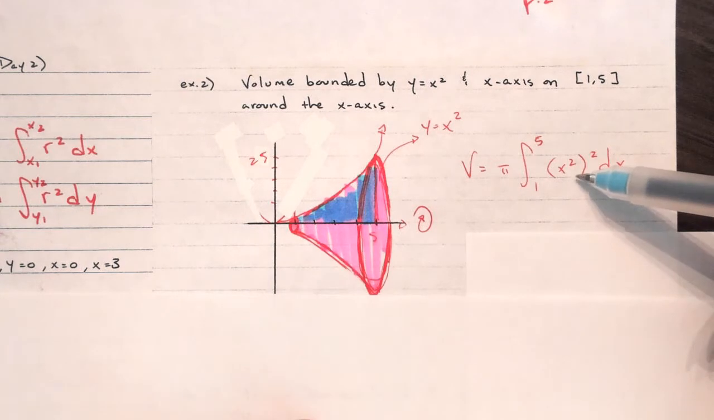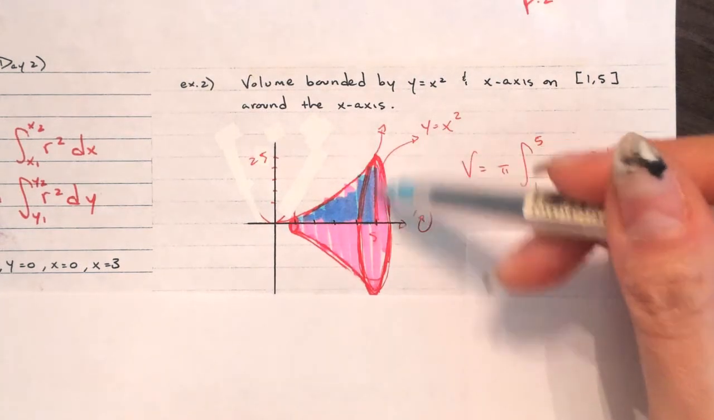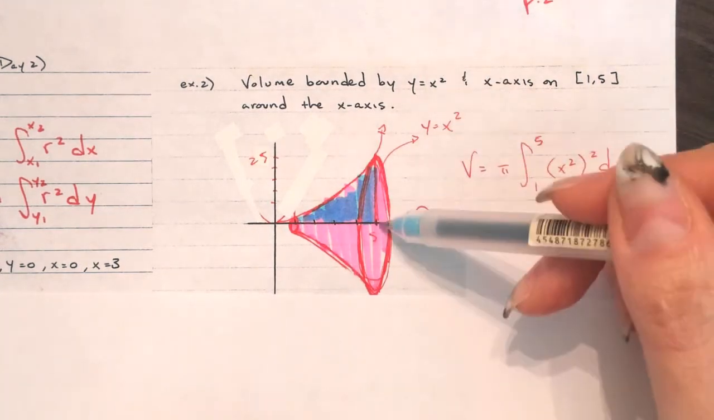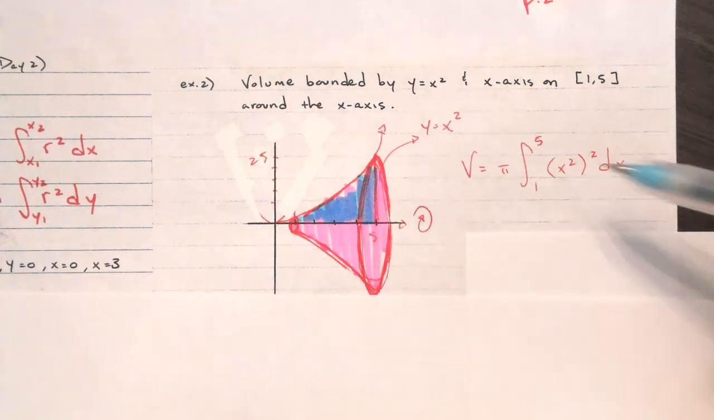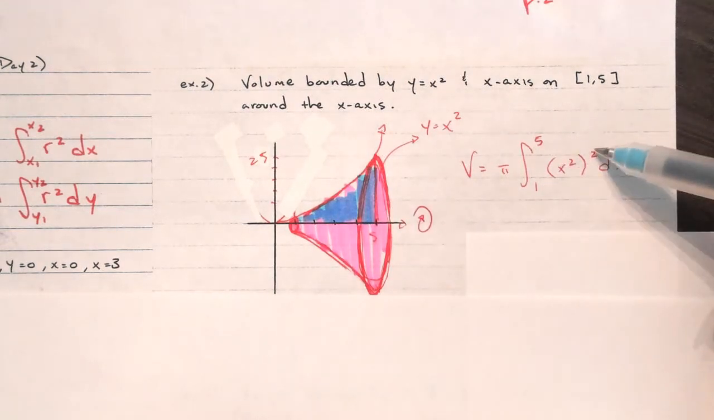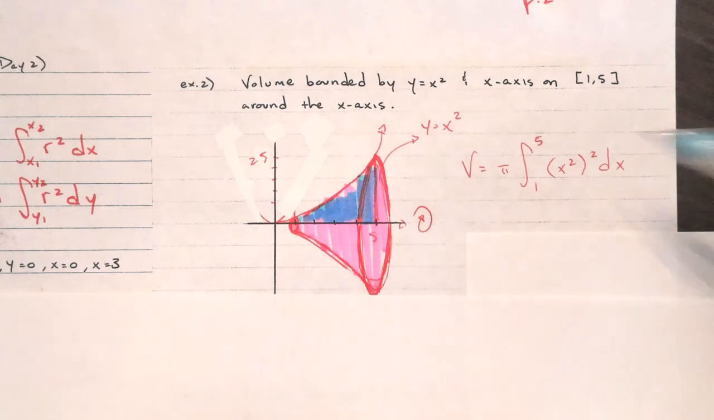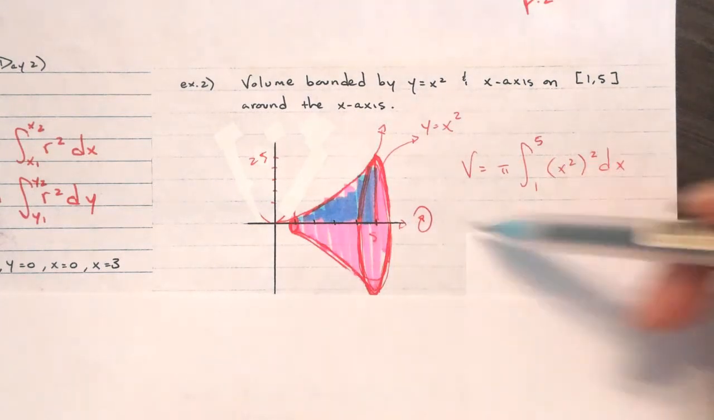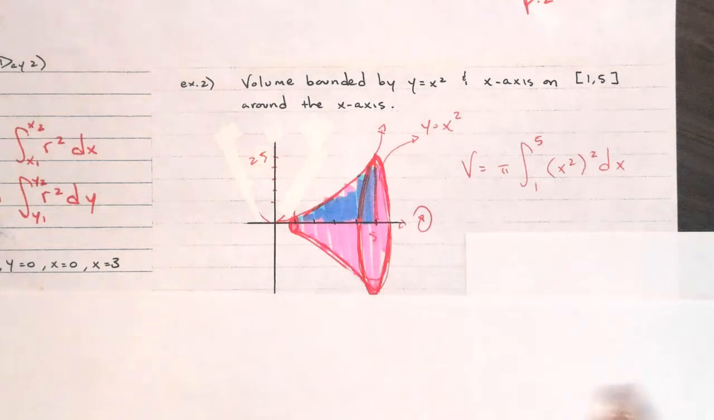And then where did this come from? So top minus bottom is going to be x squared minus 0. So it's just x squared. And then quantity squared, because it's r squared. There you go. Yeah, plug it into the calculator. There's your answer. All right.